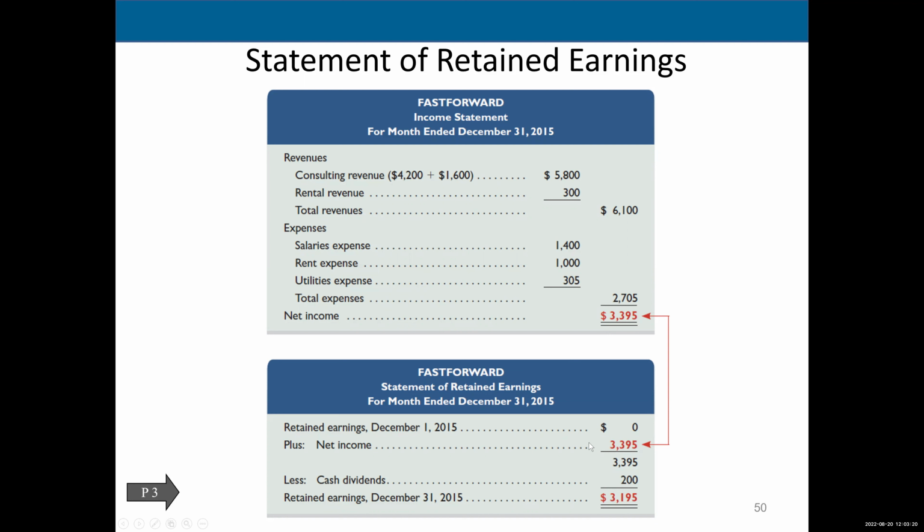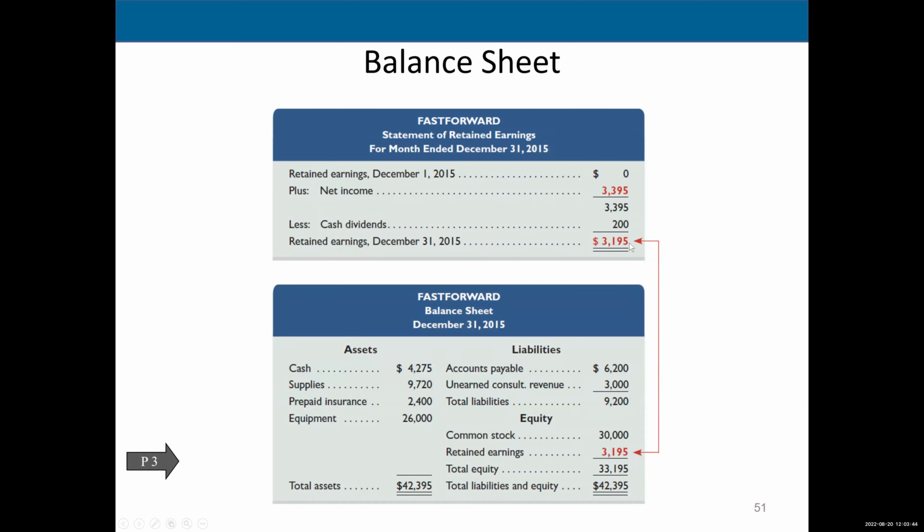Well, net income came in, but yet you distributed some of that net income in the form of cash dividends. And that's why you have an ending balance of retained earnings of $3,195. Now, that number is going to flow into our balance sheet. Here's the magic number. Remember, the equity section is made up of common stock and retained earnings. Because we prepared our statement of retained earnings, we already know what the ending retained earnings is. So we're going to put that right there.